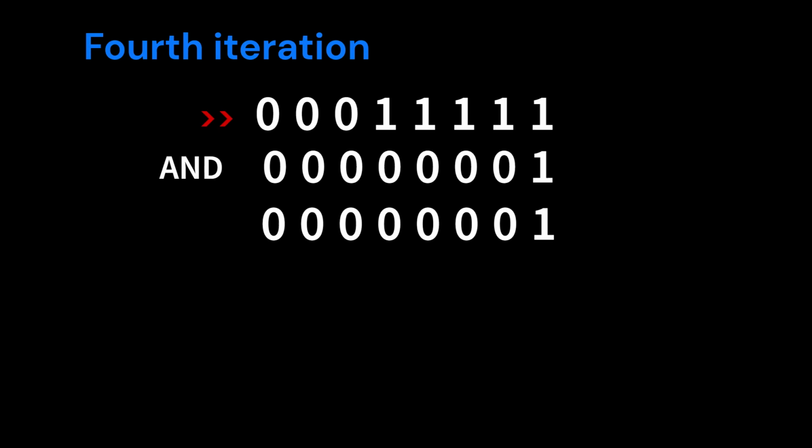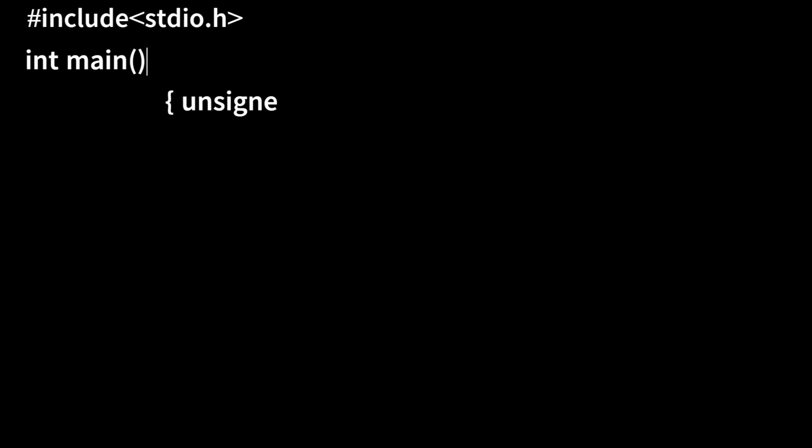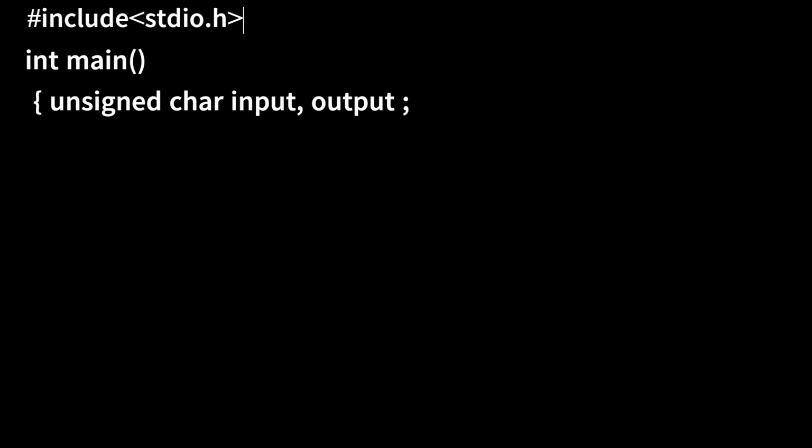Now let's implement it in a C program. #include <stdio.h>, int main. Now to store 8 bits of data, we will use the char data type and also use unsigned, so that all 8 bits will be magnitude only and the MSB will not be a sign bit. Input to take user input and output to check the output. Now let's take another int variable, count, to count the number of zeros.